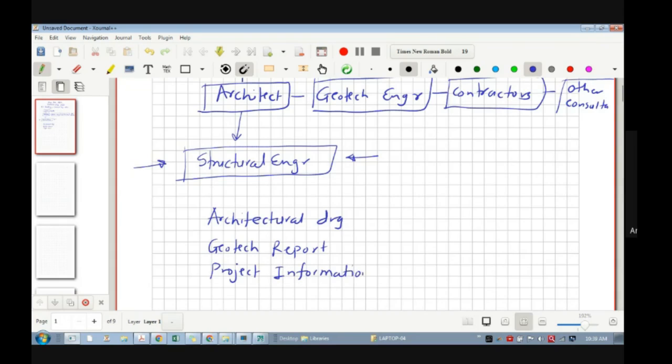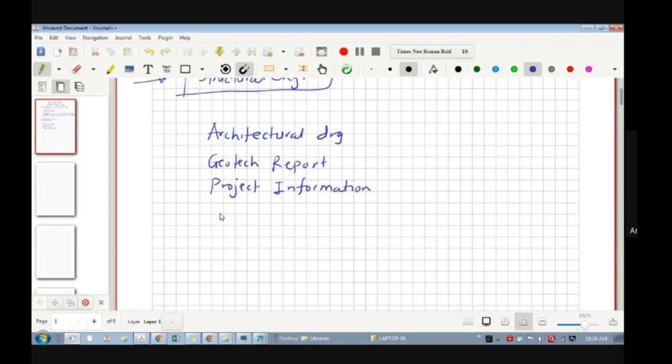And the second thing is that structural engineering has IS code references. So he requires IS codes. And then he requires analysis knowledge and design knowledge. These are the things which are required in structural engineering. So architectural drawing, geotech report, project information, these are the inputs which are required for the project.